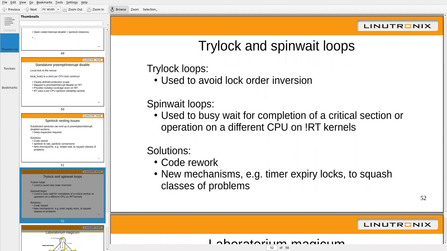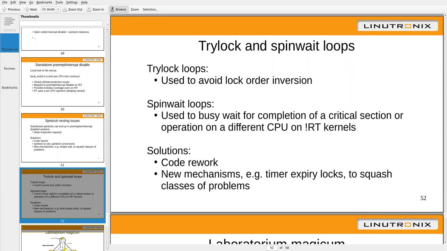Another nasty thing is trylock and spin wait loops. Trylock loops are usually used to avoid lock order inversion. So if you have a code path which takes two locks in A, B order, and you have another one which has to take them in B, A order, then the second one has to do lock B and trylock A, otherwise you can end up in a deadlock. So how that works is it locks B, then it trylocks A. If it can't lock it, it goes back, releases B, and then starts over by locking B, trying again until it succeeds.